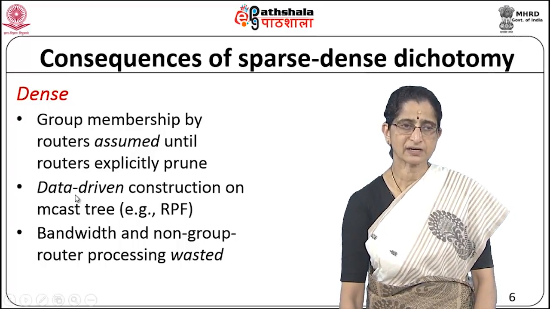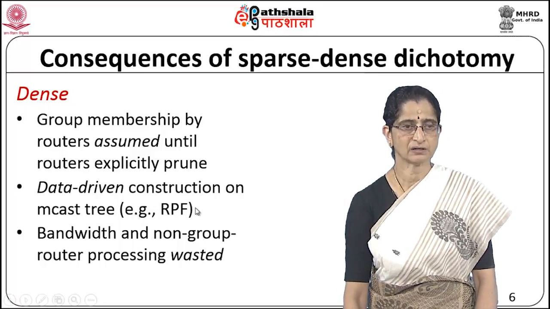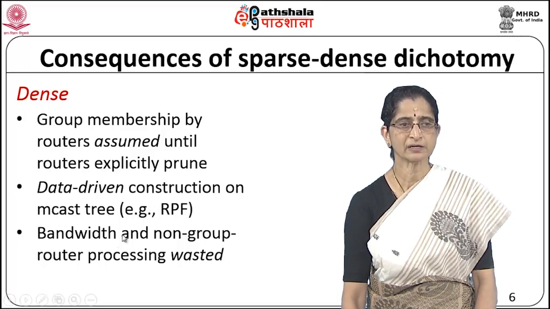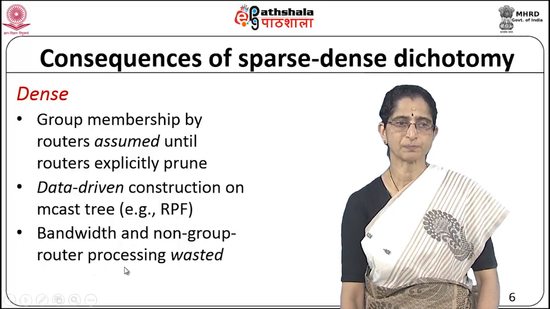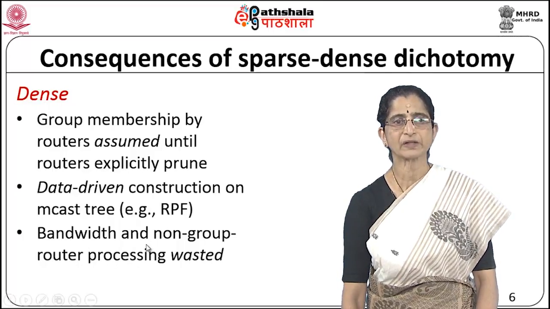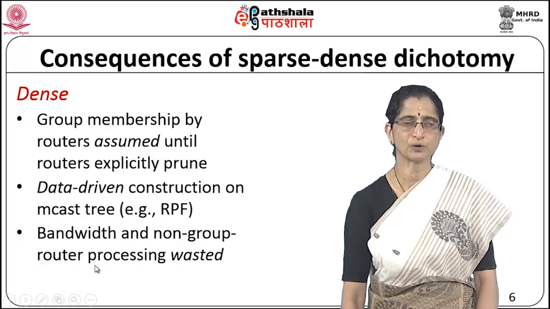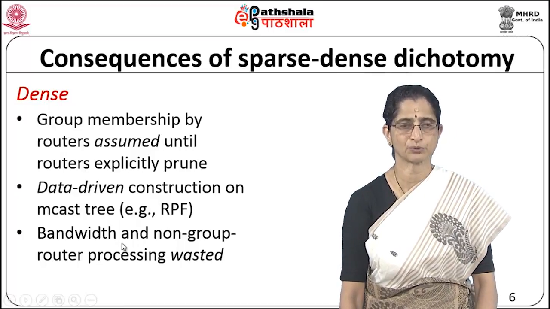So, you can say that this is kind of a data driven construction of the multicast tree, and it uses the RPF (reverse path forwarding) technique. Bandwidth and non-group router processing are a little extra in this. That is, you are using additional bandwidth, and processing by non-group routers also is done additionally. So, these are some overheads that you have in the dense protocol.